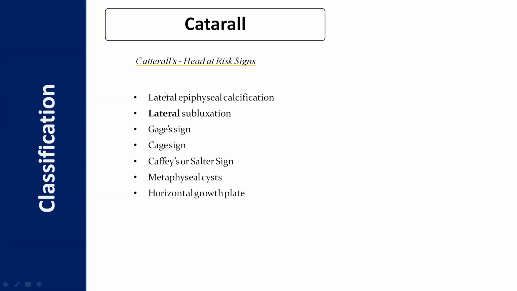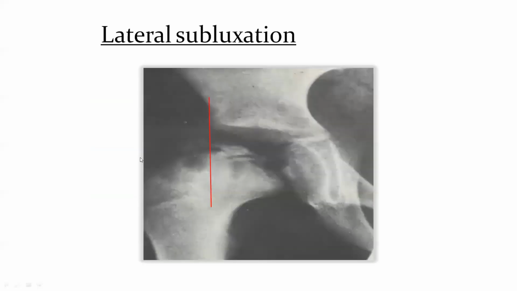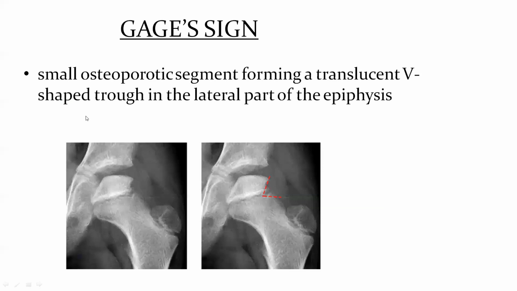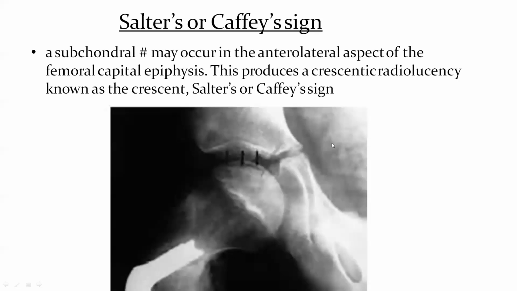Catterall also, in his paper, put some risk signs for the femoral head. He said that there could be lateral epiphyseal calcification, lateral subluxation, Gage's sign, and the Caffey or Salter sign, which all had bad prognostic outcomes. This is lateral subluxation. And then the Gage's sign. This is a pathognomonic sign, which shows a small osteoporotic segment forming a translucent V-shape through the lateral part of the epiphysis, so over here. And then the Salter or Caffey sign, which is a subchondral fracture that may occur in the anterolateral aspect of the femoral head epiphysis.